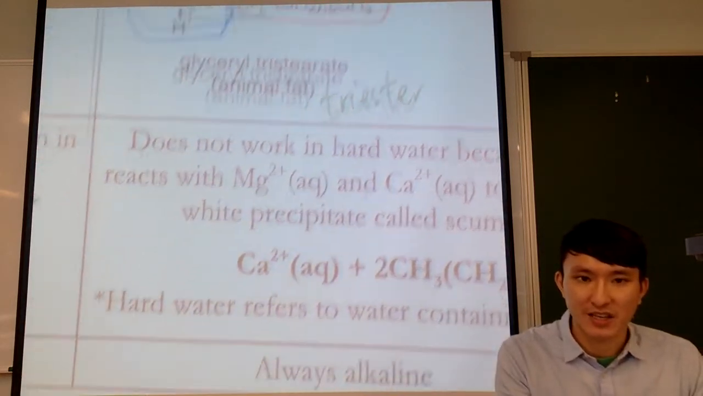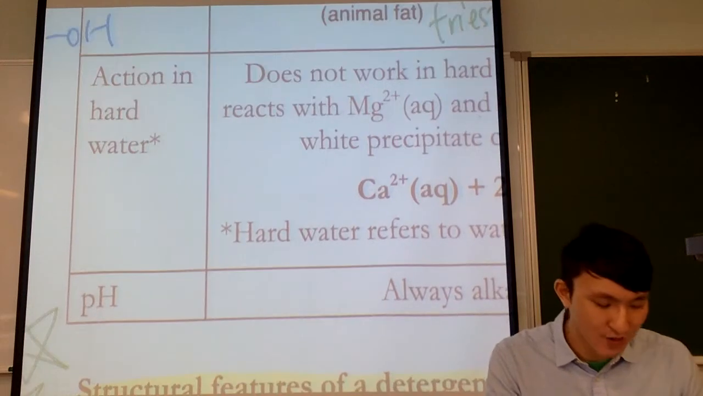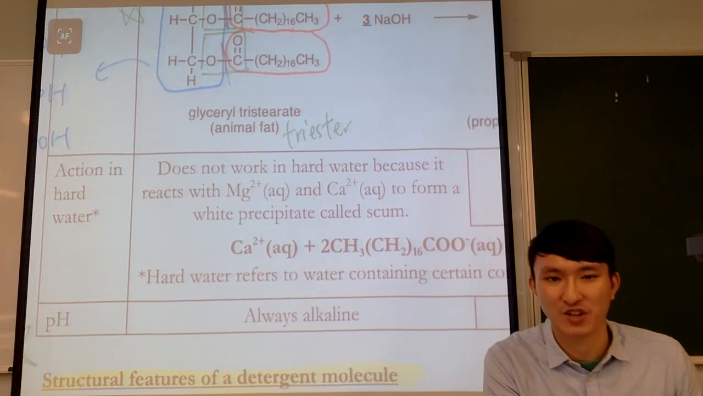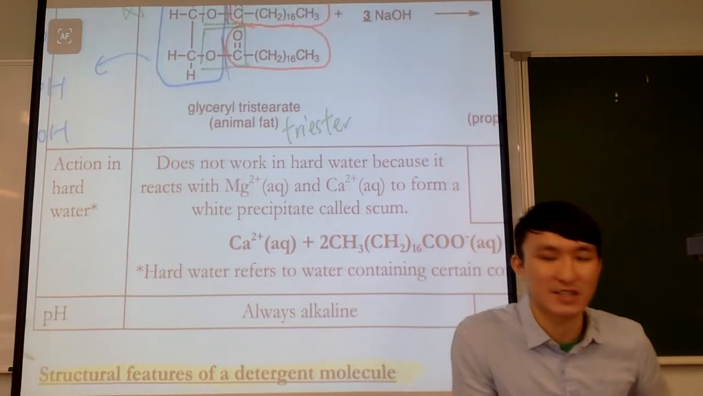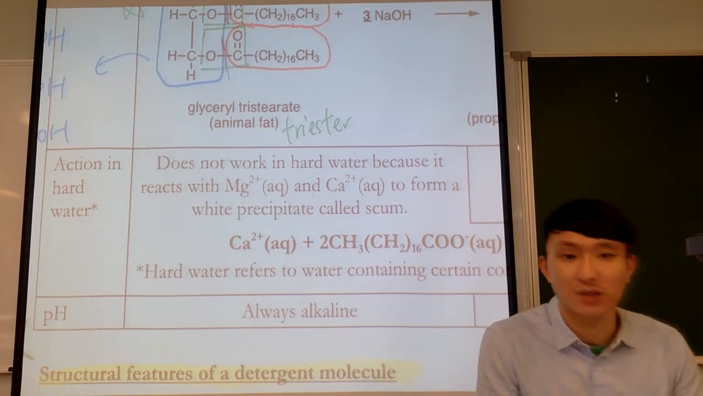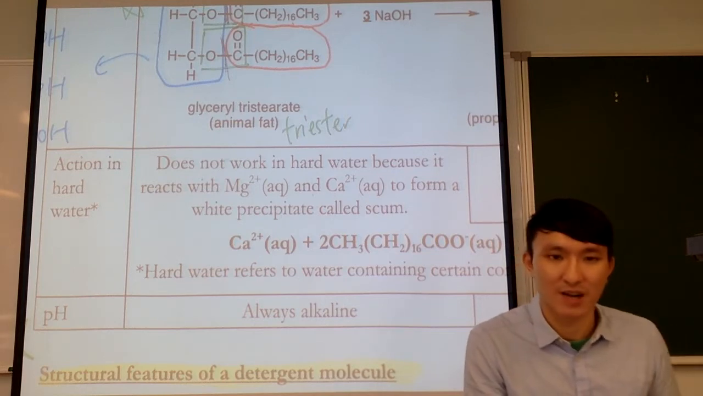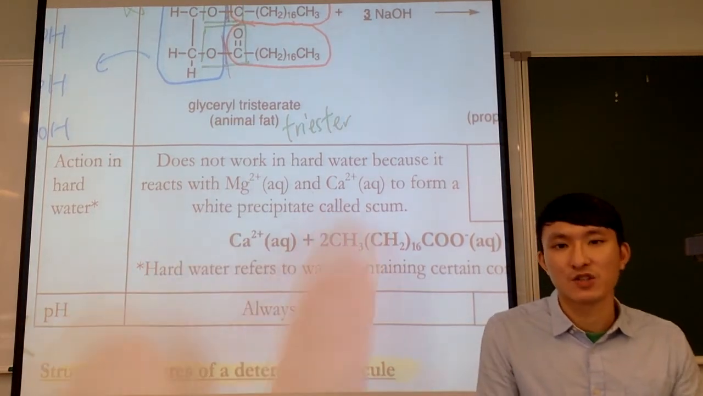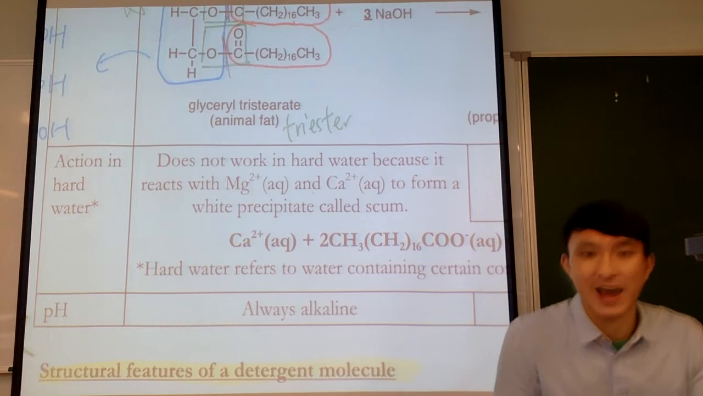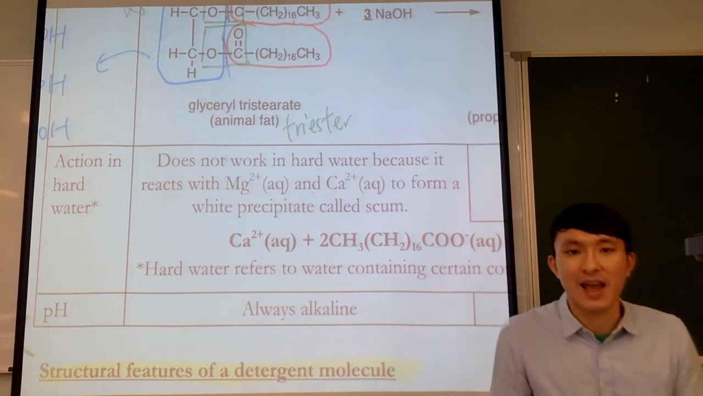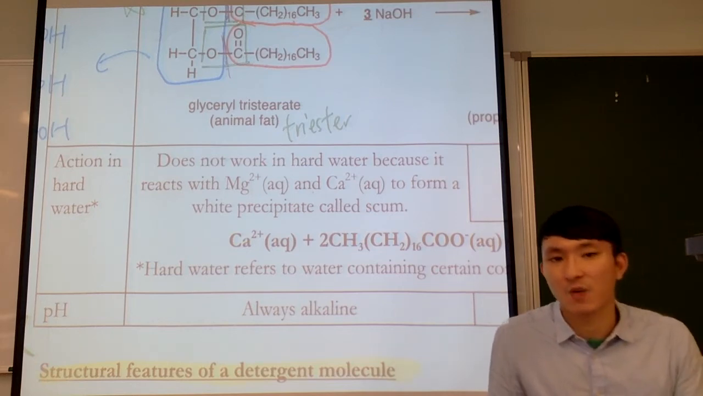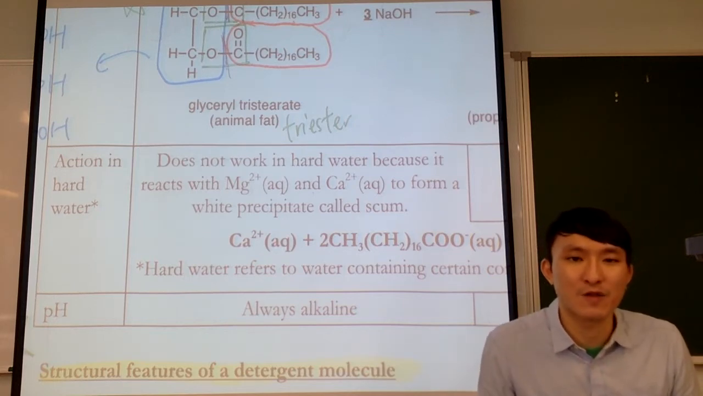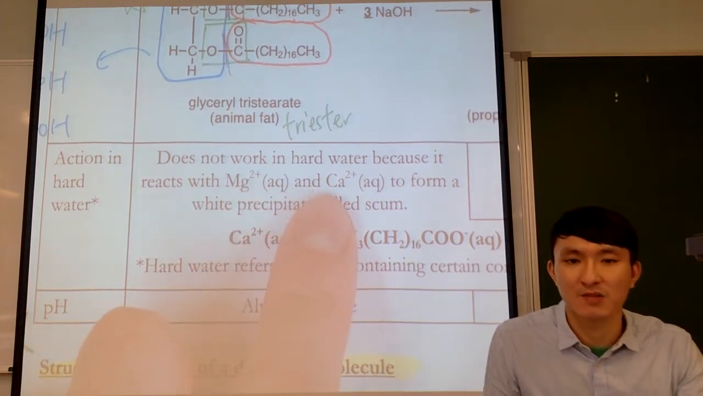Now down here, action in hard water. So first of all, what is hard water? Hard water doesn't mean that it is hard, like when you punch it, you get hurt. No. Hard water is about how many dissolved ions are in the water. For ions, we are focusing on magnesium ion and calcium ion. So when your water sample has a lot of magnesium ion and calcium ion, that is called hard water, in contrast to soft water, which has very few magnesium and calcium ions dissolved in it.